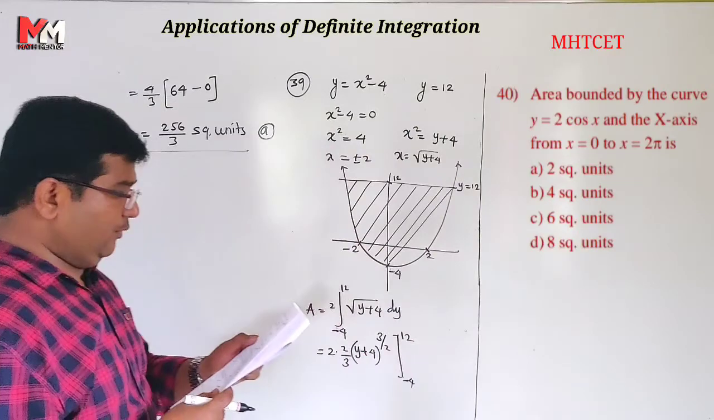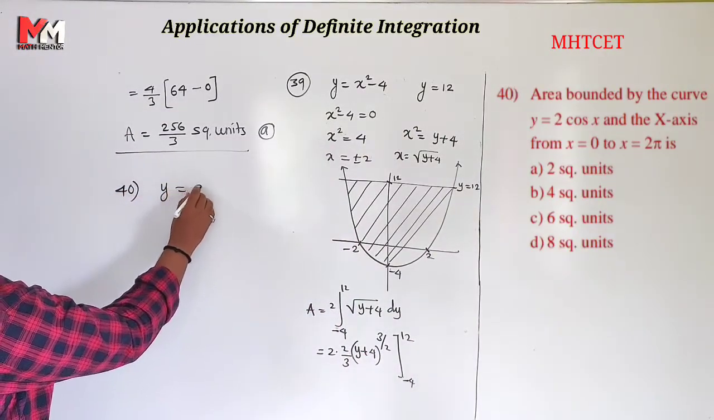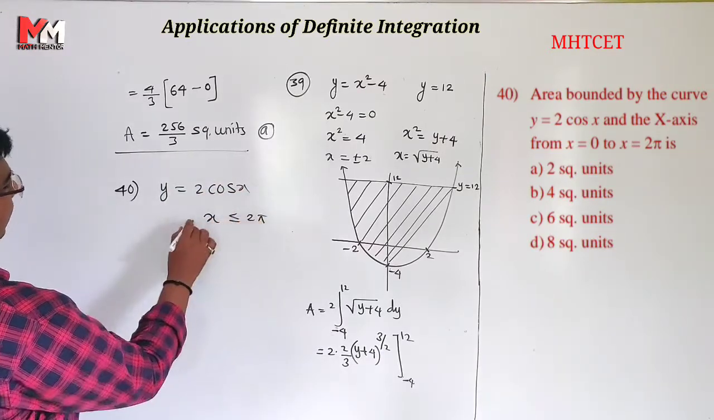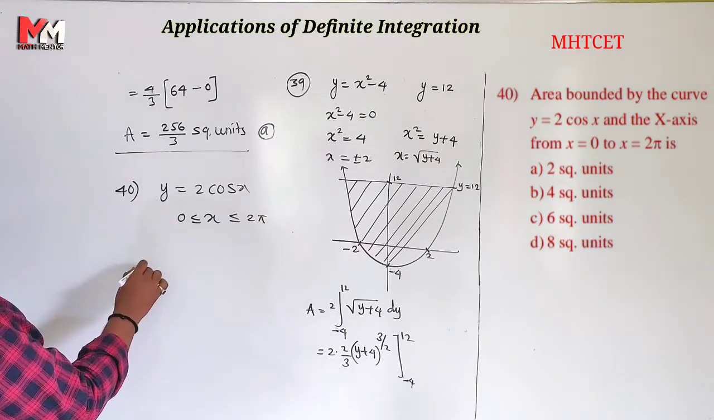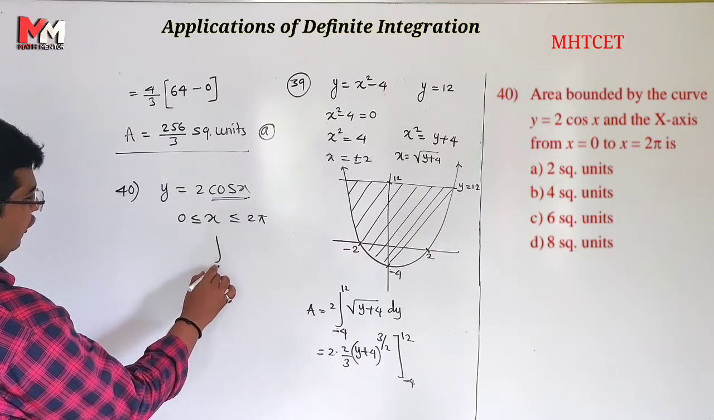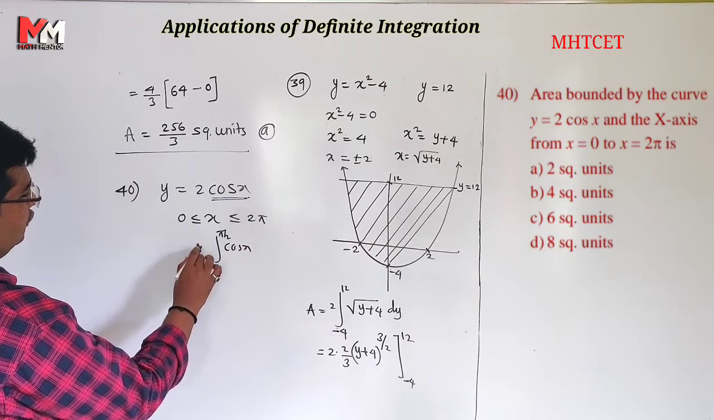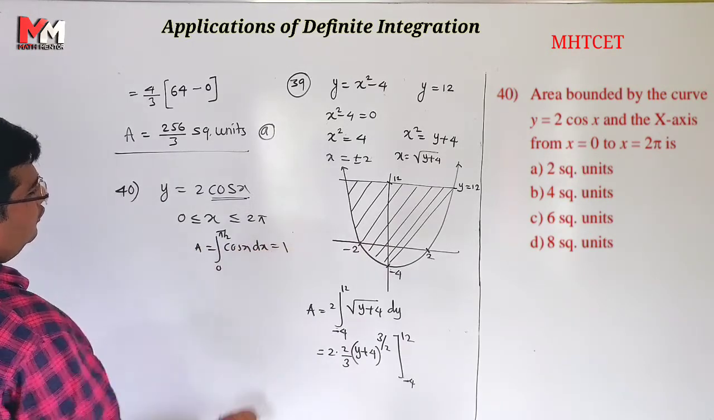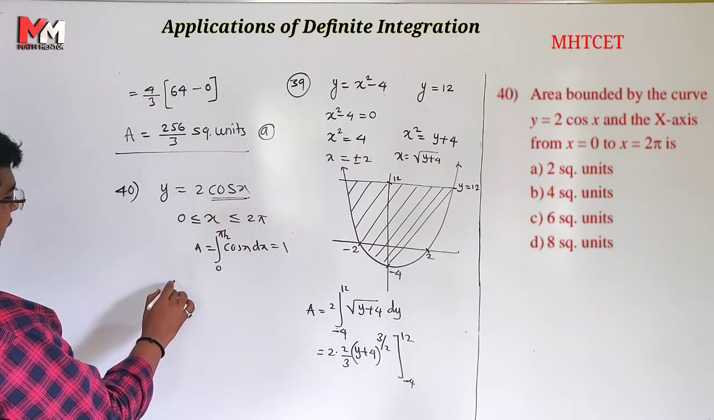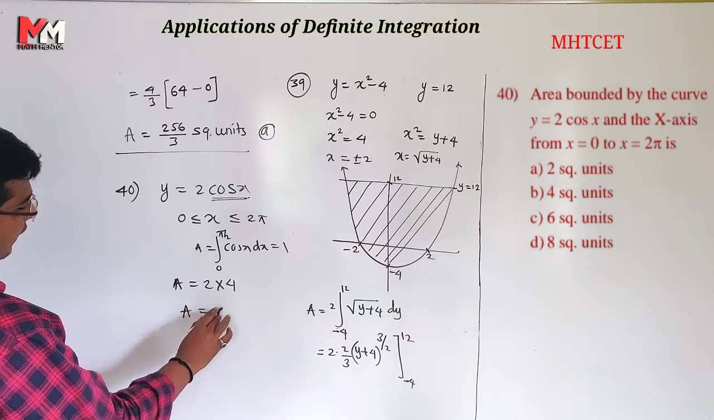look at MCQ number 40. We have to find the area of y is equal to 2 cos x, x less than or equal to 2 pi, greater than or equal to 0. First, the integration of cos x from 0 to pi by 2 gives the area 1. So 0 to pi by 2, so pi by 4, 2 pi, so its area is 4, 2 into 4, so what will be the area? 8 square units.